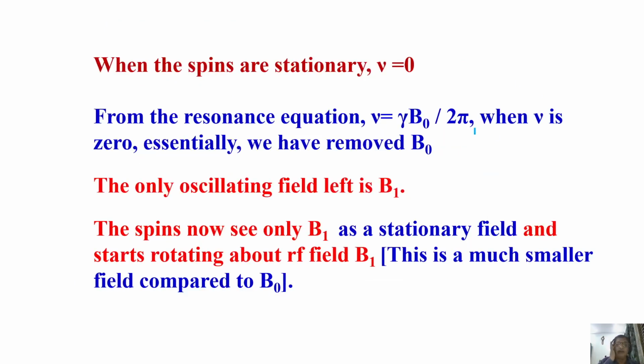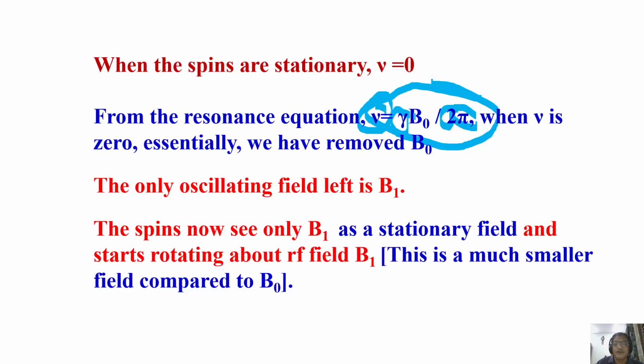Now, what do you mean by spins are stationary? It is precession frequency 0. So I put nu equal to 0. What is my resonance condition? My resonance condition is nu equals gamma times B naught over 2 pi. I am going to put nu as 0, because spins are stationary. When this is 0, this is constant, I don't deal with that. This is constant. This is constant. I cannot play with these three parameters.